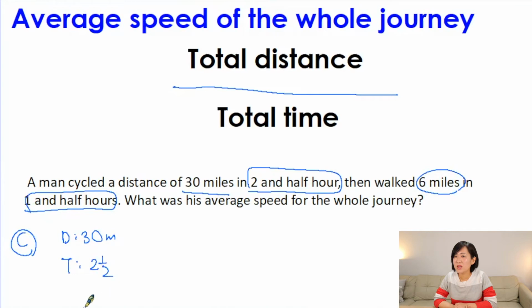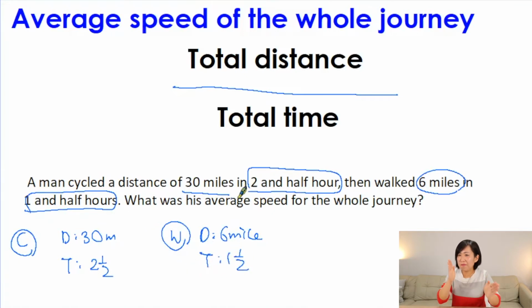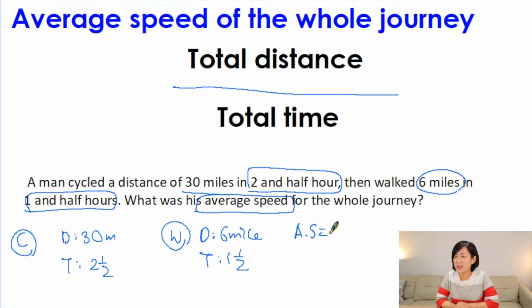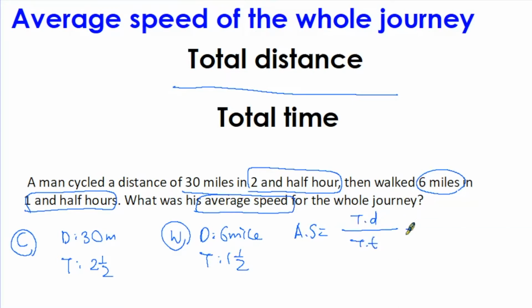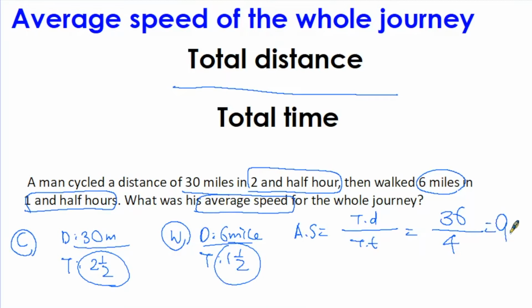Then he walked. So as you can see, different sections with different speeds. The distance is 6 miles, then the time is 1.5 hours. Definitely, they've got different speeds. We need to find the average speed of the whole journey. So as we can see, total distance divided by total time. You need to add all the distances, that is 36. You need to add all the times, that is 4 hours. So our average speed is 9 miles per hour.